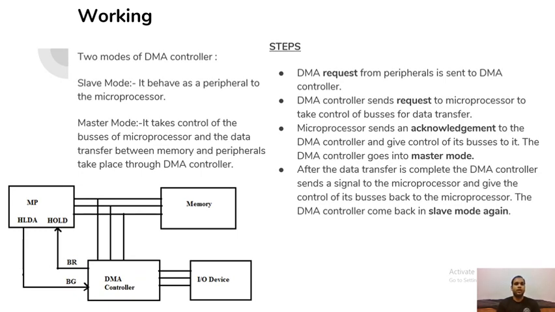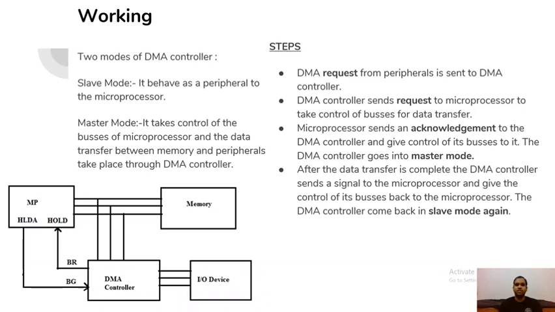There are two modes in which a DMA controller works: slave mode and master mode. In slave mode, the DMA behaves as a peripheral to the microprocessor. In master mode, it takes control of the buses of the microprocessor, and the data transfer between the memory and peripheral take place through the DMA controller.